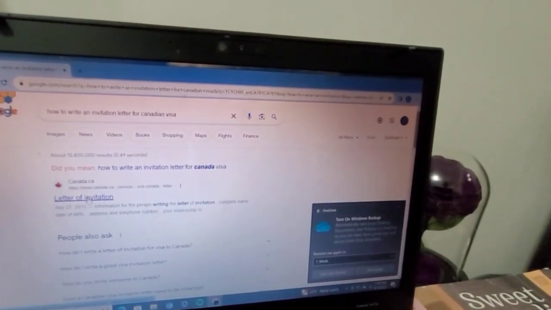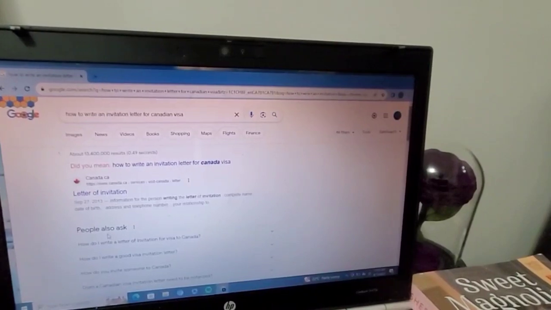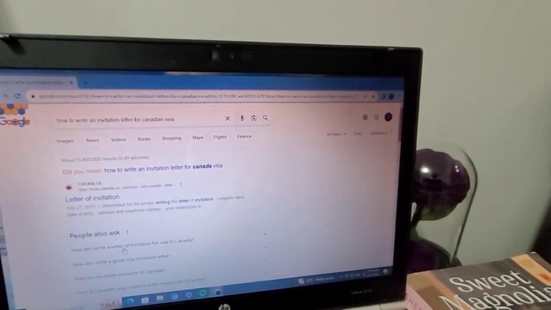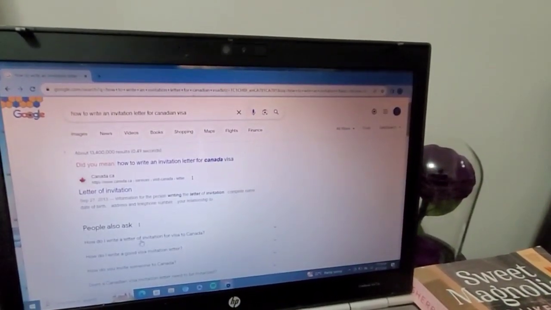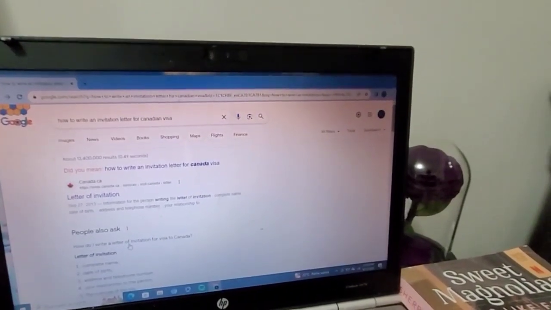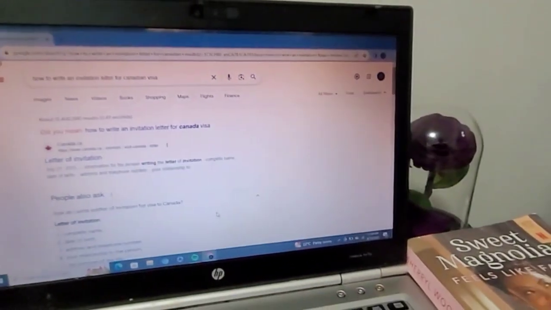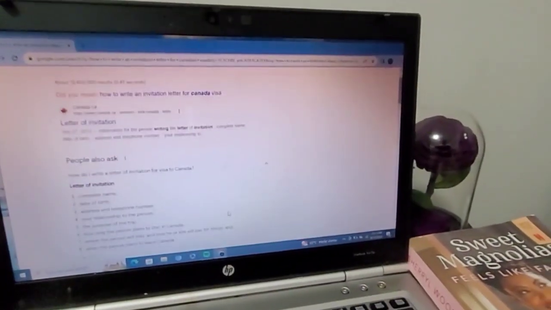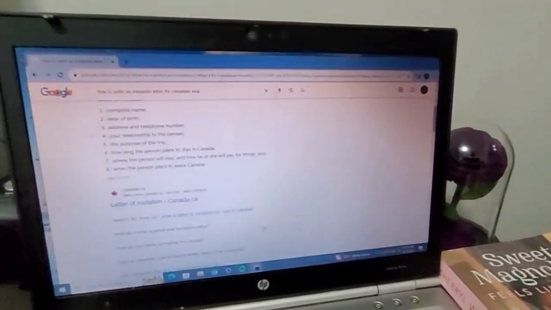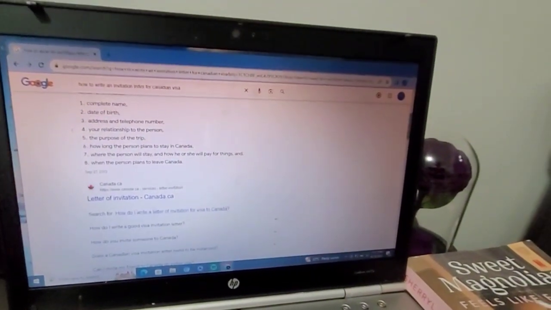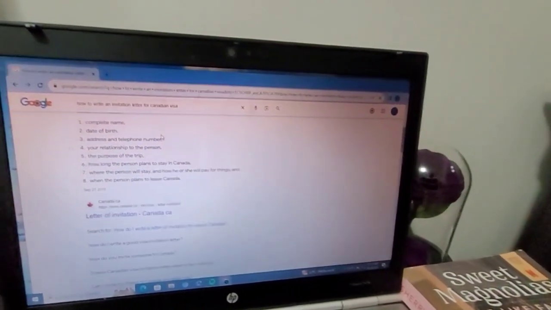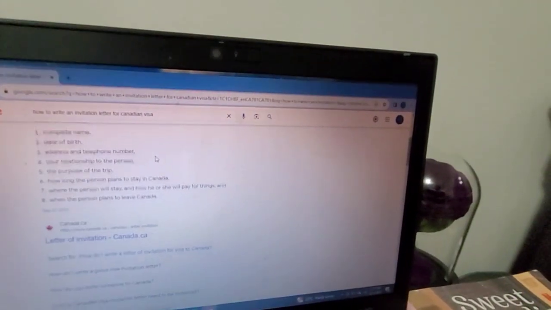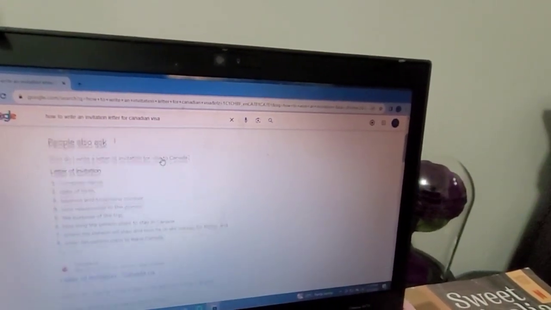So it says letter of invitation for visa to Canada, how to write a letter. You go there and it will take you to here. It takes you to the Canada website, canada.ca, letter of invitation, and it will give you the list of things that you need to include in the letter.